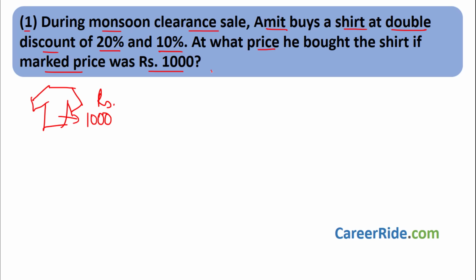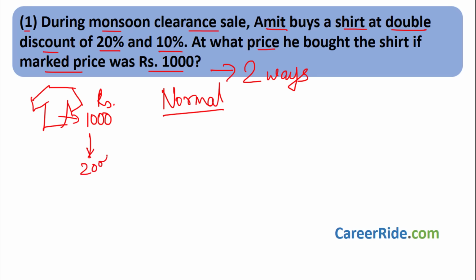Now we can solve it in two ways. One is by the successive discount tip which we learnt earlier, and one is by the normal way. Instead of solving by the successive discount way, we'll do it by the normal way, because ahead we are going to use the successive discount tip. So let's now solve it by the normal method. So the price of the shirt is 1000 rupees. How much was the first discount? 20%, right?